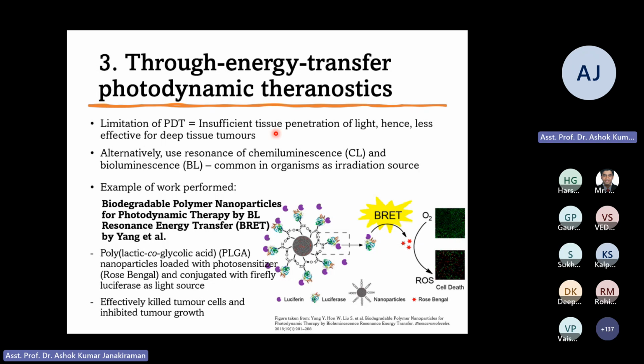So alternatively, we can use resonance energy transfer, chemiluminescence and bioluminescence. These are the resources we can use as radiation sources along with the normal photosensitizer.